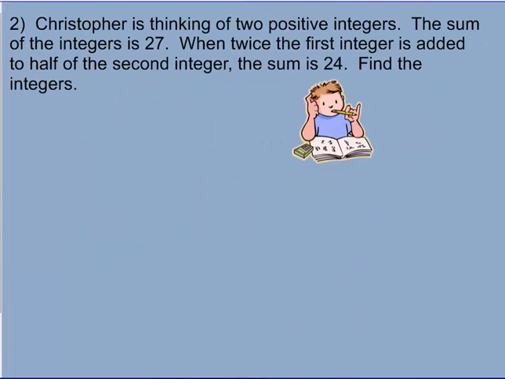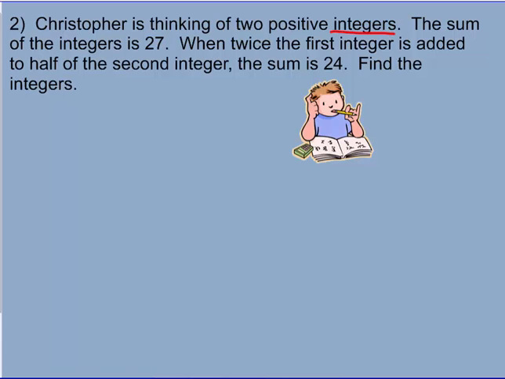Christopher is thinking of two positive integers. So I know they can't be like 3 5/10. Positive integers, whole positive numbers. The sum of the integers is 27. Well, that's one of my equations. When twice the first integer is added to half of the second integer, the sum is 24. That's my second equation. Find the integers.